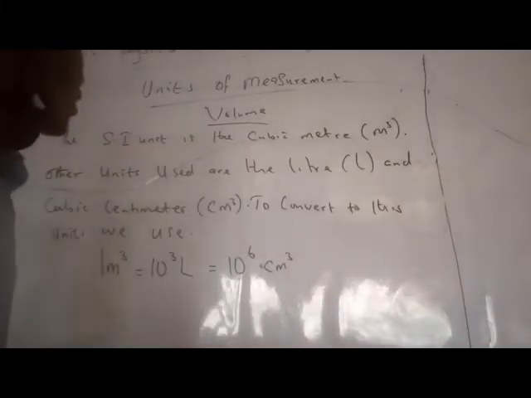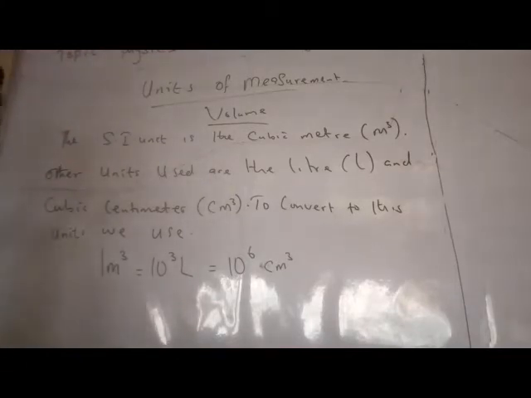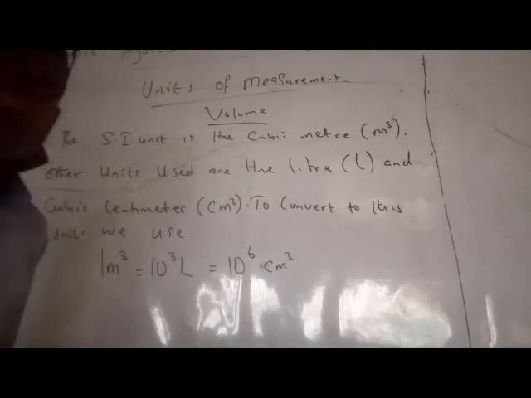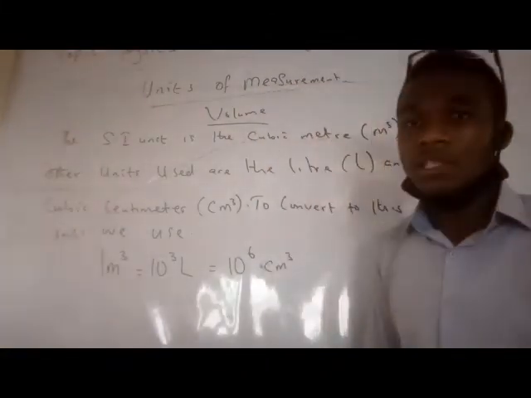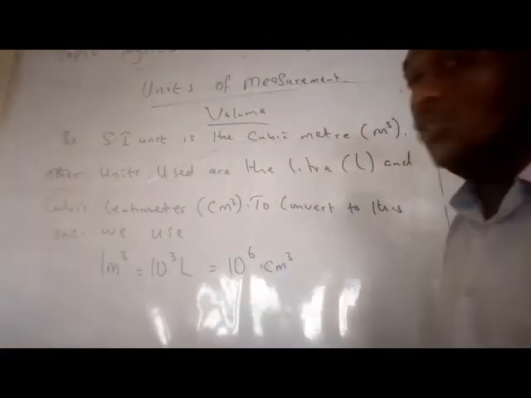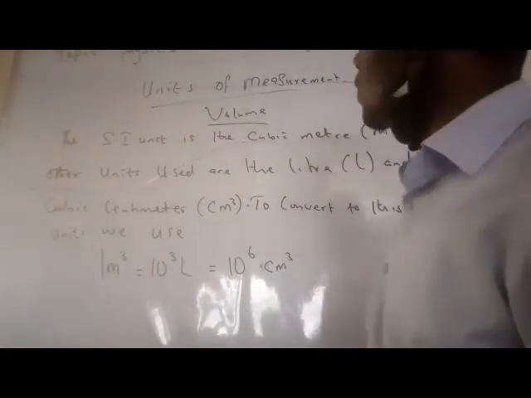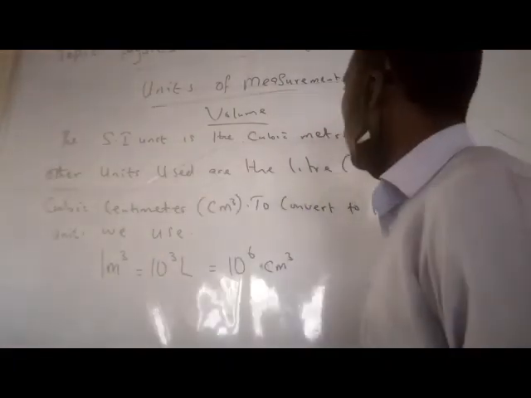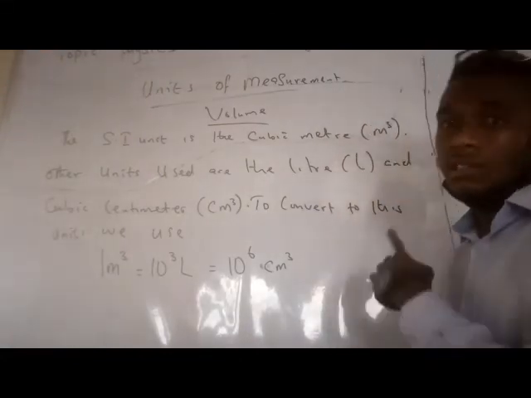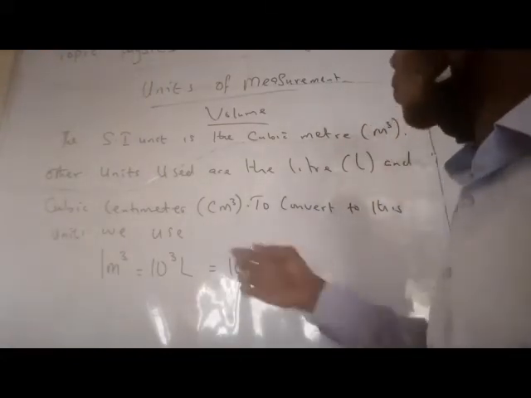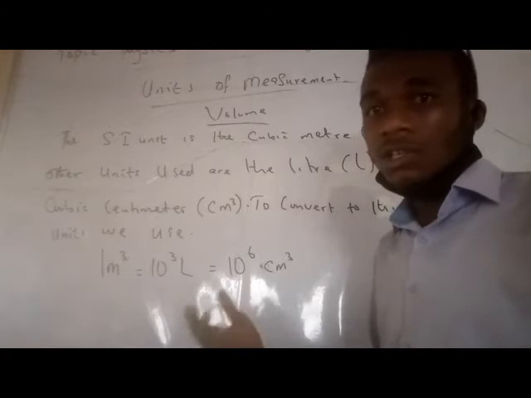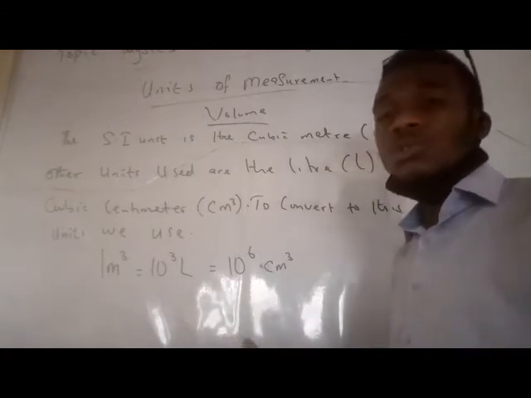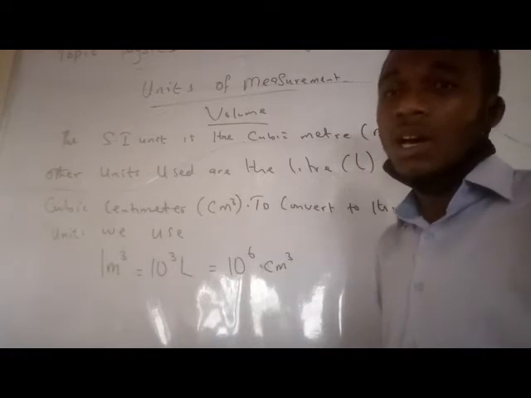The second quantity we're going to consider is volume. We know that the formula for volume is length times breadth times height. Elementary. The other unit of volume is the cubic meter, which is meter cube. Other units used are the liters. Like the water that you fetch in your house in jerry cans, you measure them in liters. That tells you the volume of water in that particular container.